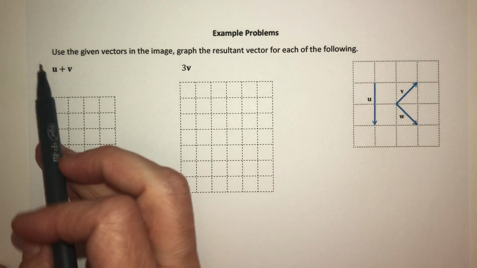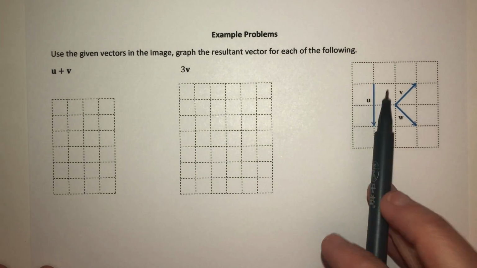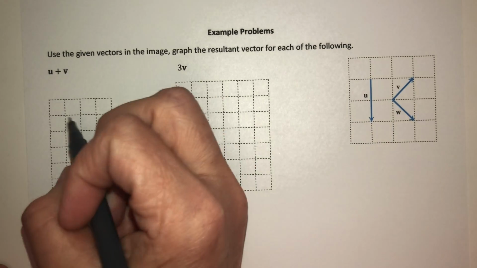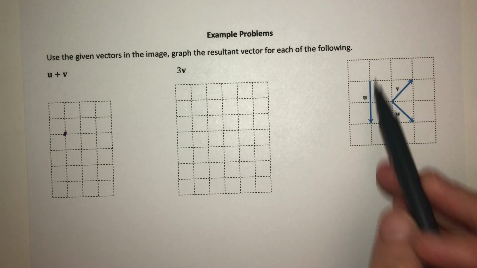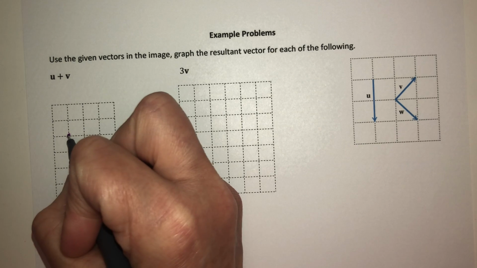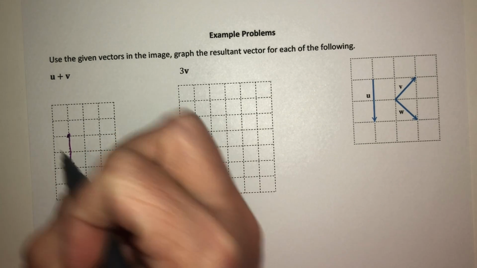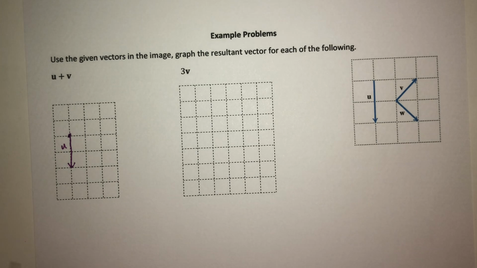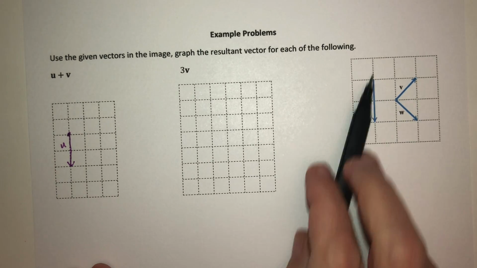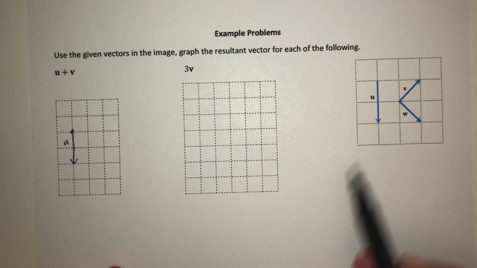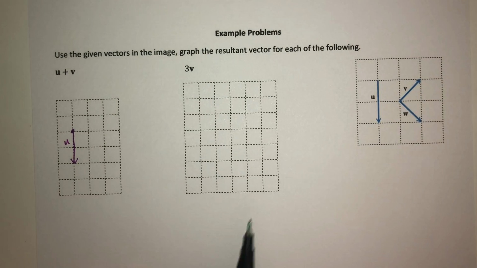Okay? So if I do u plus v, first thing I'm going to do is I'm going to draw u. So that would be, use a different color here. u is vertical pointing down and it's 2 units long. So that is u. All right. Now I'm going to draw in v. And v is 1 unit with a slope of 1. That's how I think of it, of 1 over 1, pointing in the upper right.